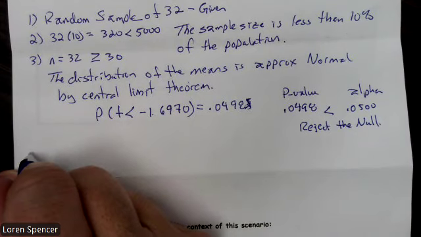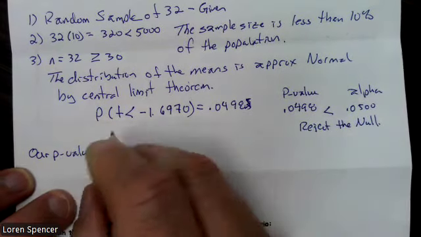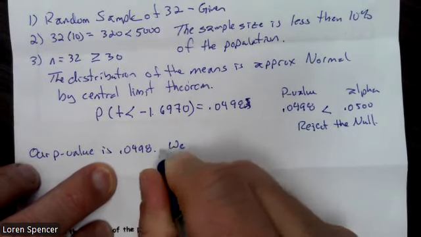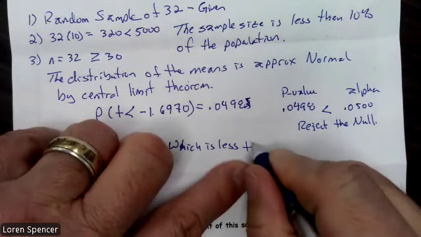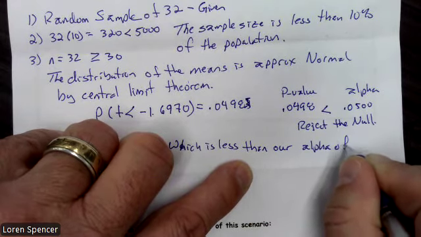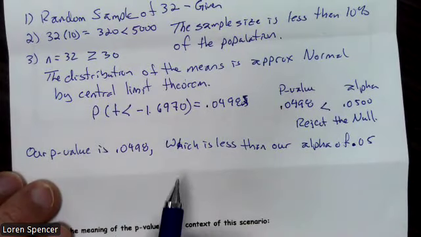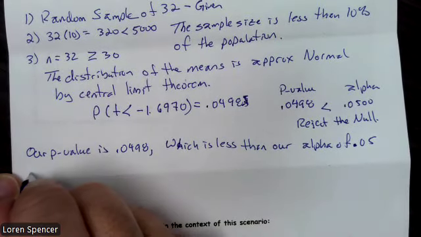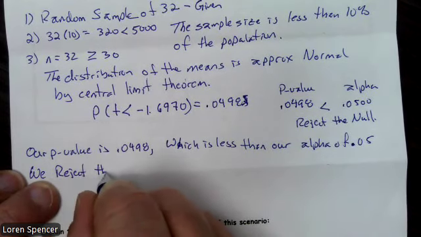So our conclusion: our p-value is 0.0498, which is less than our alpha of 0.05. Our decision, we reject the null.